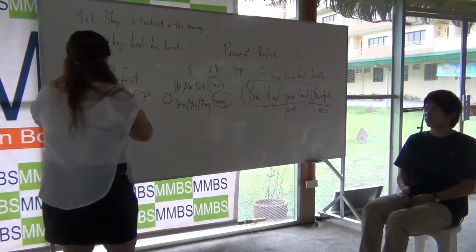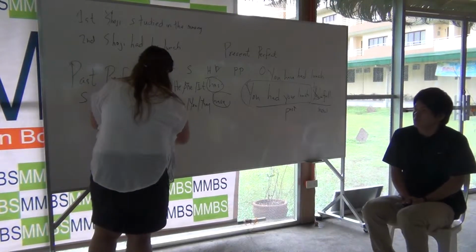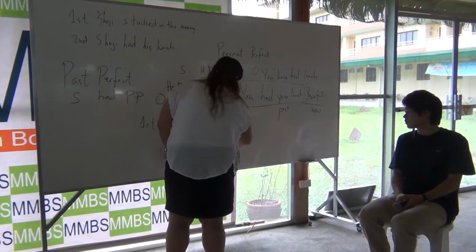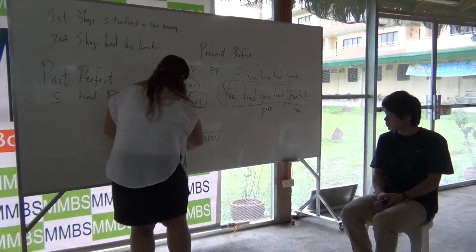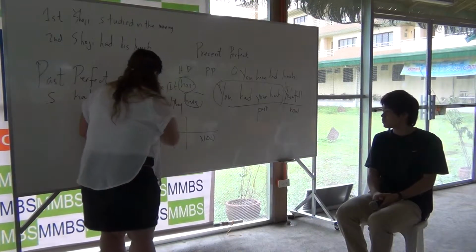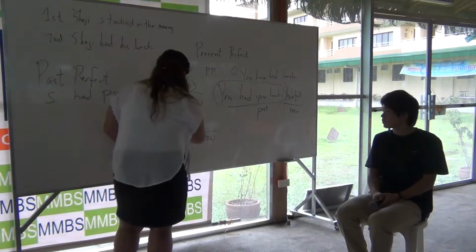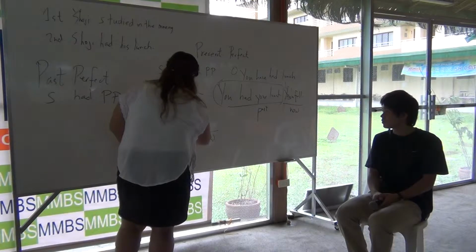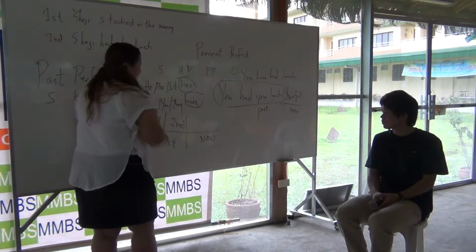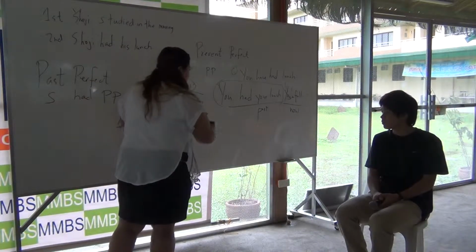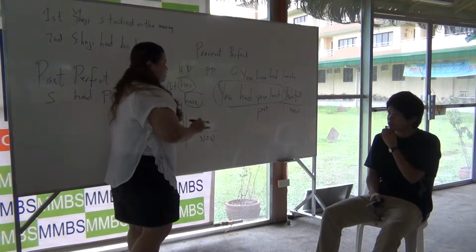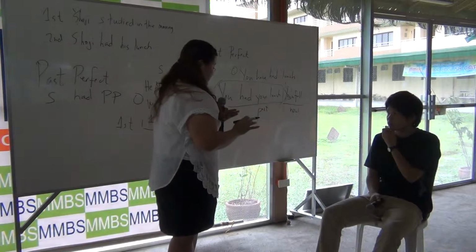Alright? So remember, Shoji, for two actions that happen in the past, the first action and the second action. We're going to use past perfect for the first action, and the second action will be your past simple. Usually we use this to compare which action happened first in the past.